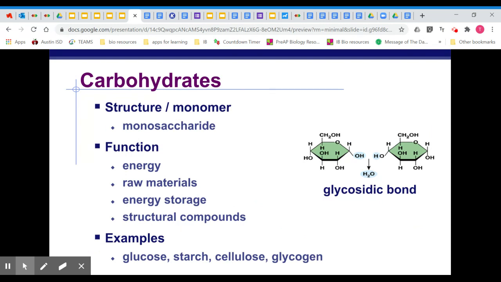All right, quick review. Carbohydrates, made up of long chains of monosaccharides. They function for energy, raw materials, energy storage, structural components. Examples would be glucose, starch, cellulose, glycogen. So here, again, dehydration synthesis is going to be used to connect those 2 sugars together. They're made up of carbon, hydrogen, and oxygen. In the monosaccharides, it's a 1 to 2 to 1 ratio. If you're looking at a disaccharide or a polysaccharide, it won't be exactly 1 to 2 to 1, but it'll be relatively close.